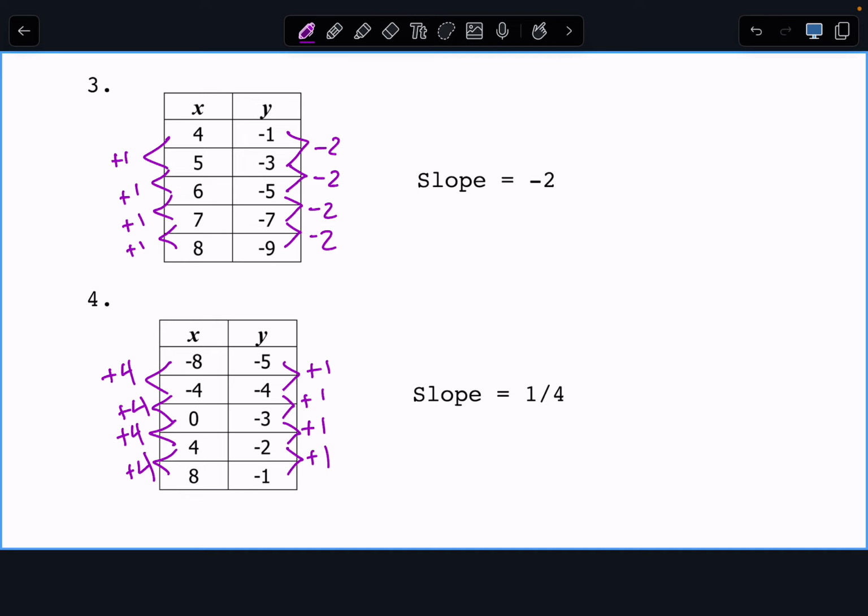Connor. Ah, -2 divided by 1 is -2. 1 divided by 4 is 1/4. Good catch there. Okay, so let's talk about our graphs.